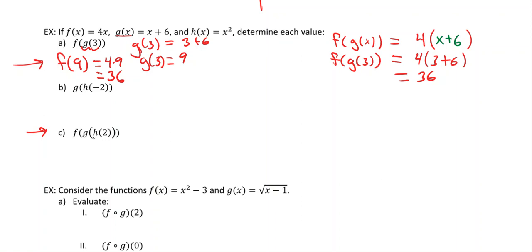Let's figure out first just what h of 2 is. That's going to solve my first problem. So let's just find that one. So h of 2 is, well remember, h of x is equal to x squared. So h of 2 is equal to 2 squared, which is 4.